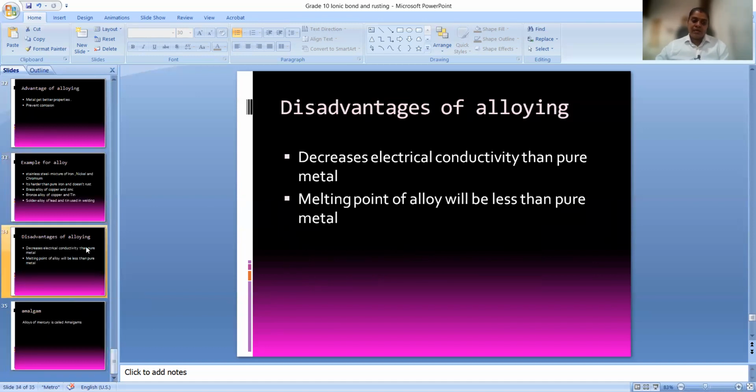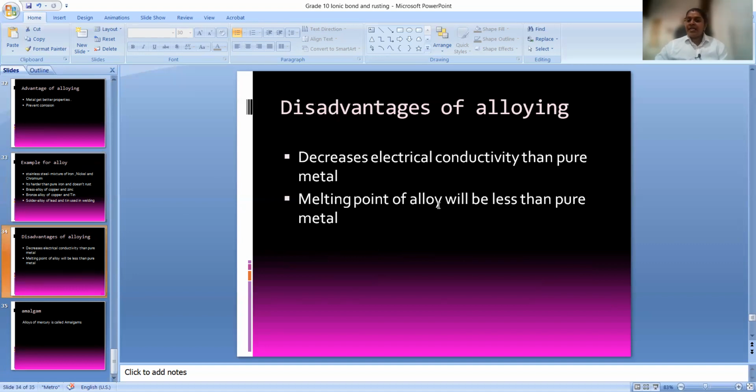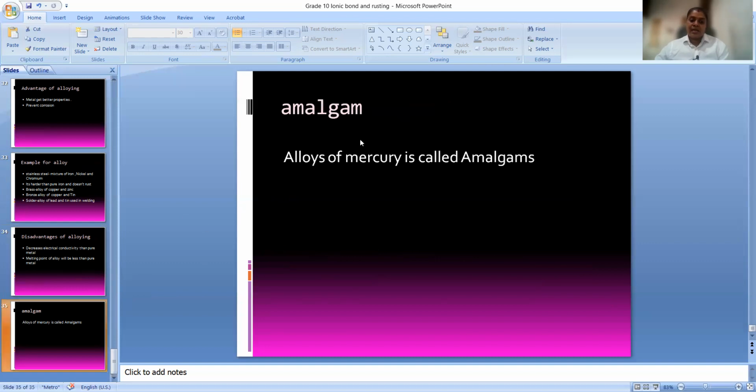Okay. Now, some disadvantages are there. If you do alloying, its electrical conductivity is less than the pure metal. If you see the case of bronze and brass, copper is present. Copper is a good conductor actually, but that conductivity will decrease if you convert copper into brass and bronze. Okay. And the melting point of an alloy will be less than the pure metal. That is another thing. And now next is, what do you mean by amalgam? Amalgam means an alloy of mercury. An alloy of mercury has a name called amalgam.